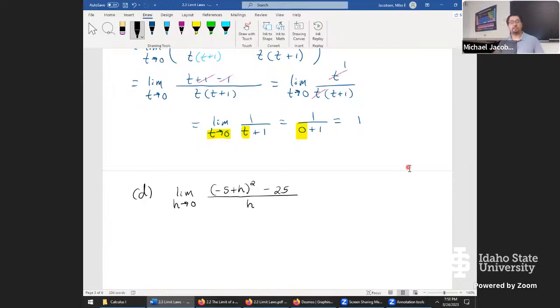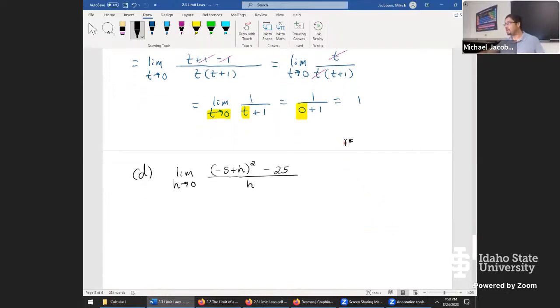H is kind of a strange variable here, but it does have its purpose. So while you're taking a look at that, let me give you a moment. I want to point to section 2.1 to show you where this limit is coming from, because it definitely looks kind of strange.